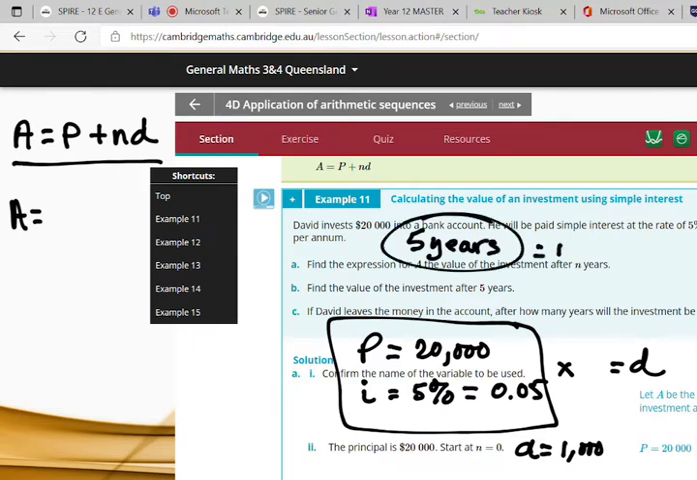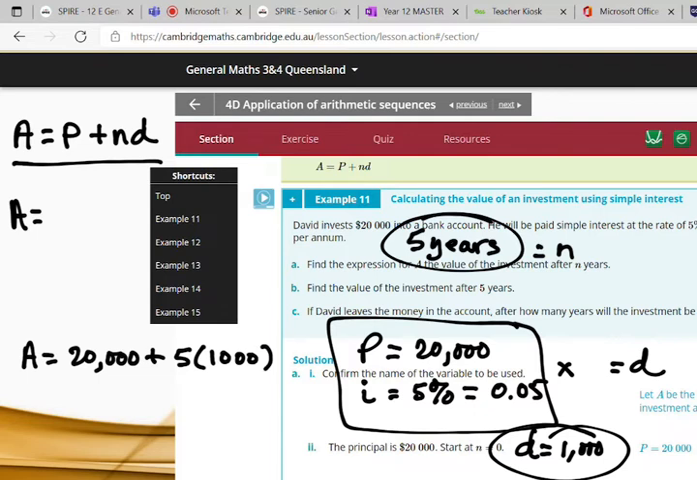And again, the number of years is your N. Your D, the common difference, is how much it goes up. So that's the amount of interest each year. And your P, of course, is your principal. So it's just a matter of plugging those in. Principal is 20,000 plus our N is 5 times our D, which is 1,000. So that means that at the end of 5 years, because we're going to multiply that out, we'll get 5,000. At the end of 5 years, he's going to have $25,000 in his account.